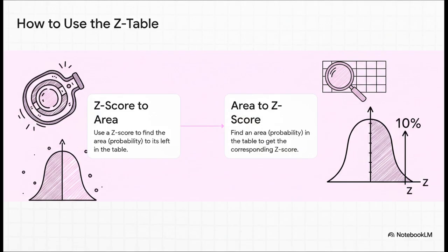It does two main things for you. First, you can take your Z-score and turn it into a probability. It'll tell you the odds of a value falling below your specific data point. Or you can do the reverse. If you have a target in mind, like say you want to find the top 10% of your performers, you can look up that probability in the table and it'll tell you the exact Z-score you need to hit.